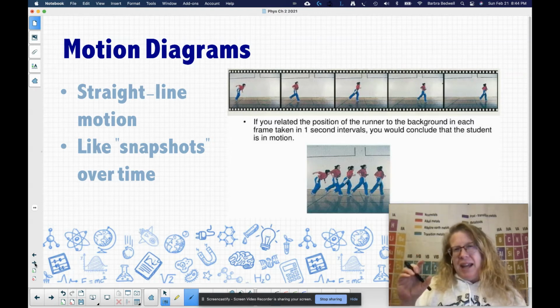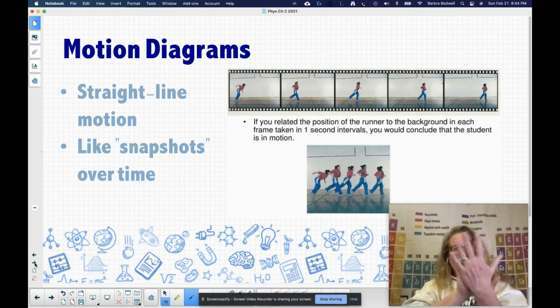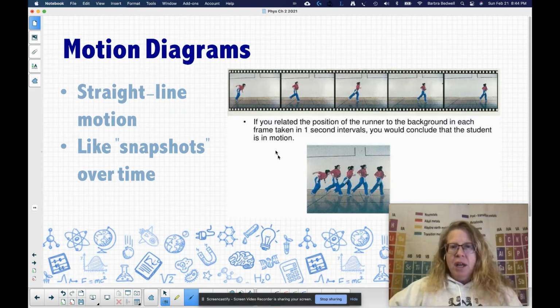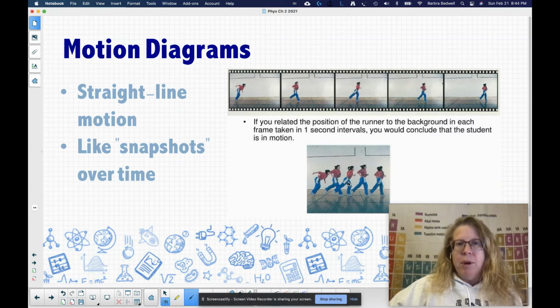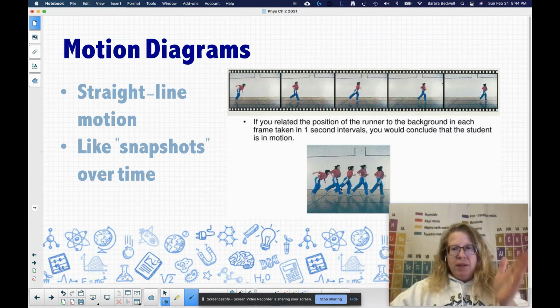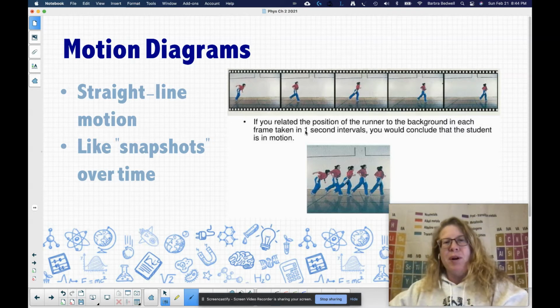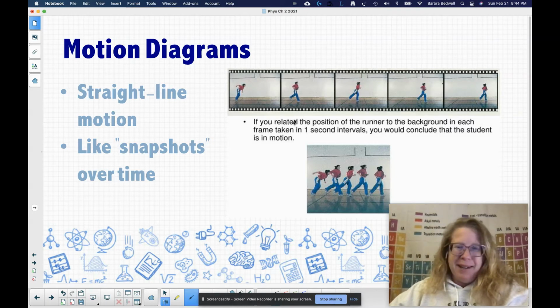And again, think of it like a series of snapshots over time. If we overlay those snapshots on top of each other, you get an image like this one at the bottom, where you can get an idea of where this individual is for every, say, 1 second interval. Maybe 1 second is a little bit too long. Maybe it's a tenth of a second. But this would represent where this individual was. And if we were trying to do this by hand, it would be more like person number 1, then person number 2, and then person number 3 is moving over like this.